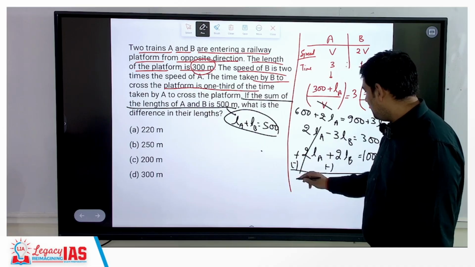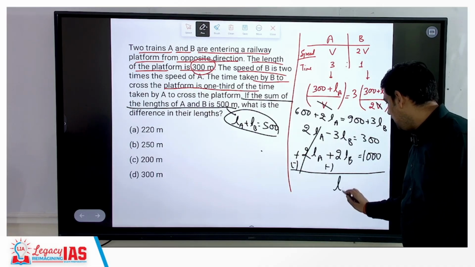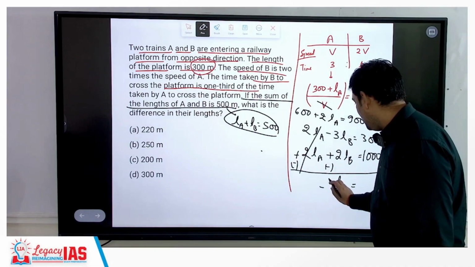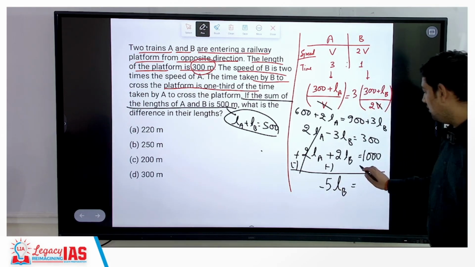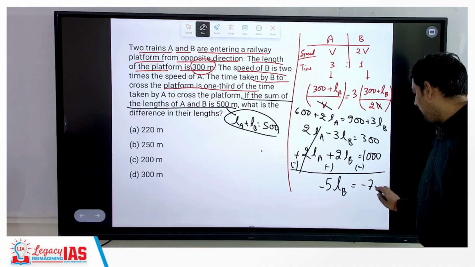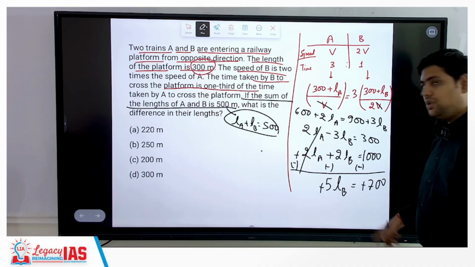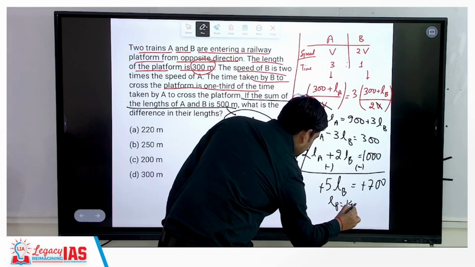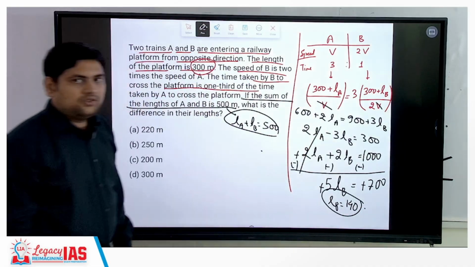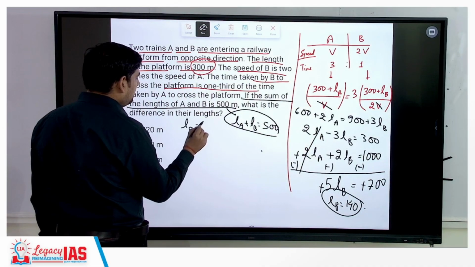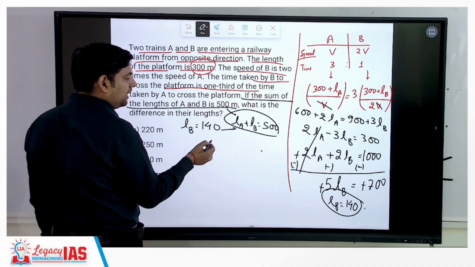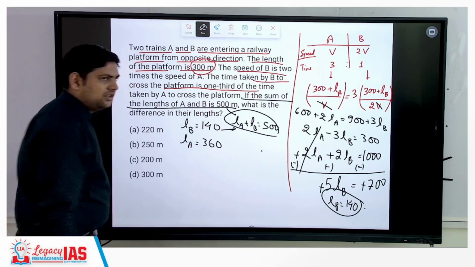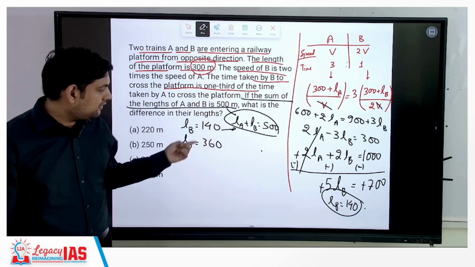What you get? 2LA and 2LA cancel. This will give you length of B. No, minus, minus. So minus 5 times length of B is equal to minus 700. Cancel these out. What you get? How many times will it go? 140. So length of B becomes 140. Once you get this, that length of B is 140, then you can get length of A also easily. What will be the length of A? Length of A will become 360. That's it. If you put it here, 500 minus 140, 360.